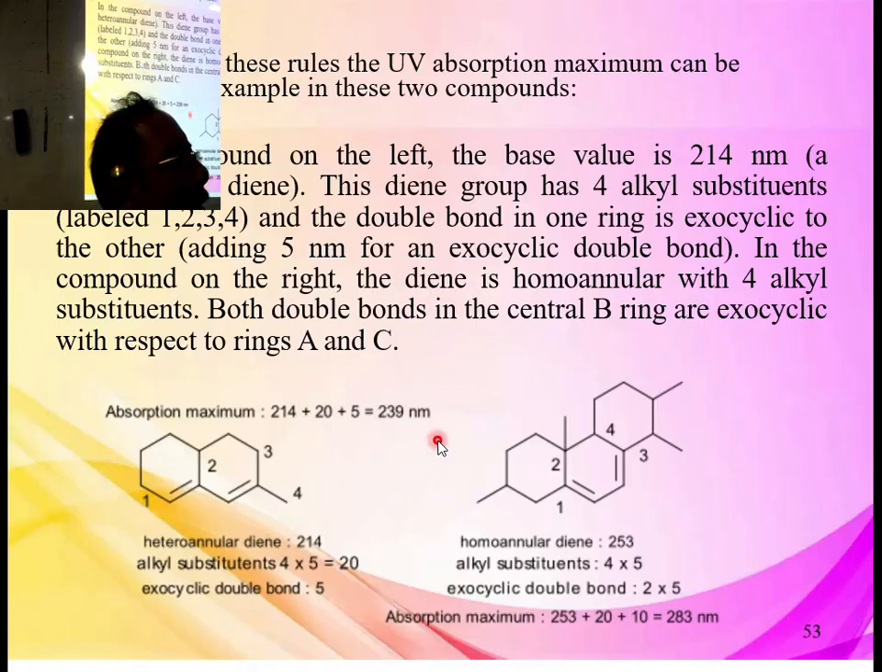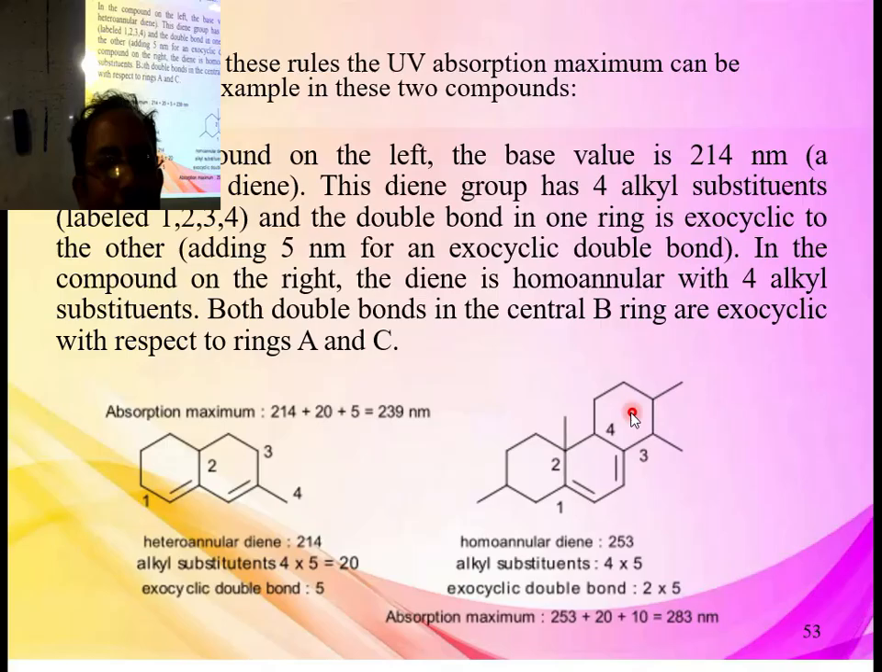More or less, this type of rule is found practically to almost match. You take hundreds of compounds, and it almost matches. That's why the Woodward-Fieser rule is important. You can predict where you are supposed to get the peak. Before doing the experiment, you can predict where you are supposed to get the peak, and then you can go for the actual experimentation.